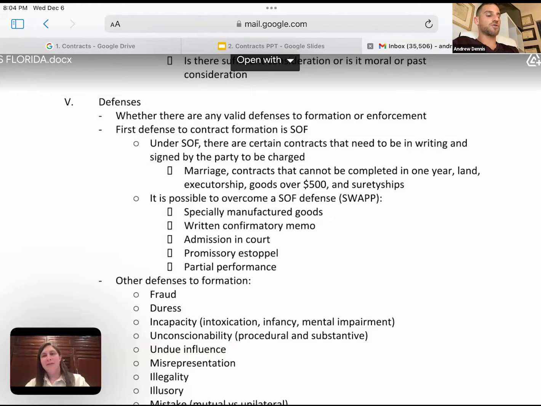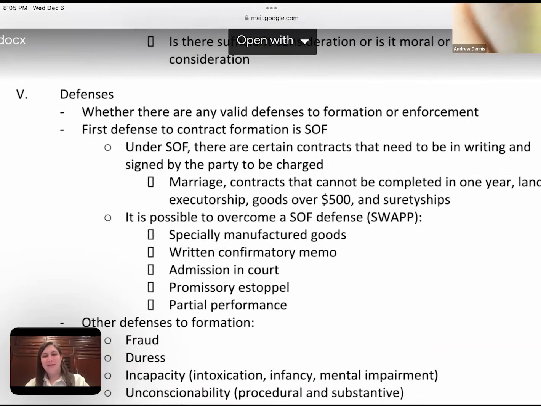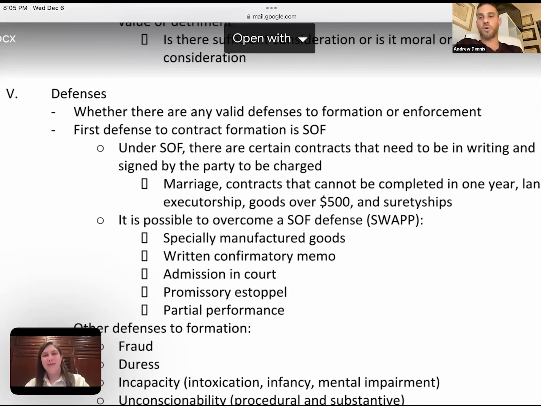So I just zoom through these when I'm writing. I like to write all the elements of my legs, and I like to write all the elements of swap. Especially manufactured goods, written confirmatory memo, admission in court, promissory estoppel, and partial performance. Why do I like to write all of them out? Because I believe the way of writing is to give the reader an umbrella statement of the rules and then narrow it down to the most applicable rule and then do the analysis. Give them a little bit of background framework and then lead them to where you are precisely applying the rule.